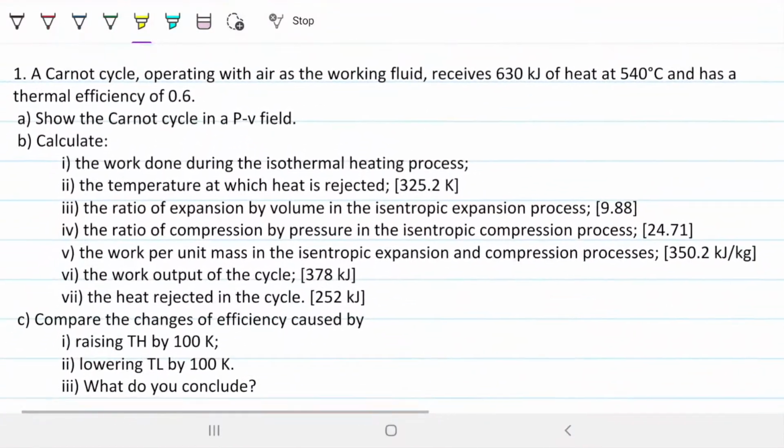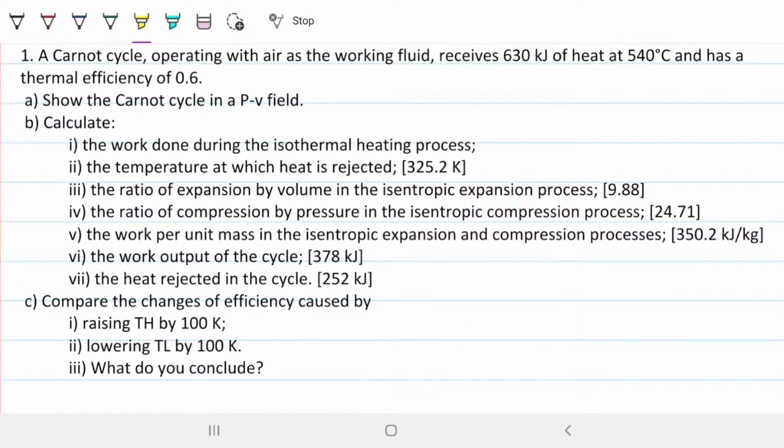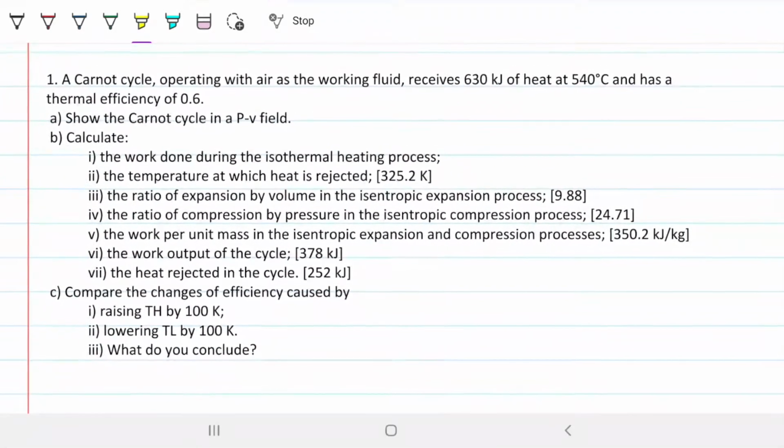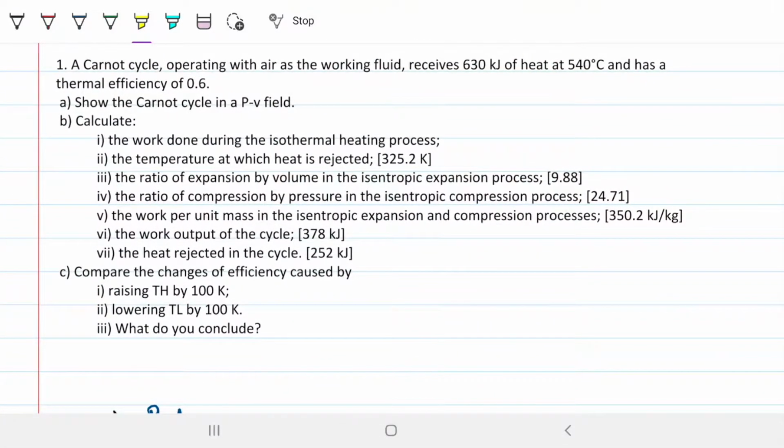So let's read the problem statement. A Carnot cycle operating with air as the working fluid receives 630 kilojoules of heat at 510 degrees Celsius and has a thermal efficiency of 0.6. A. Show the Carnot cycle on a PV field.